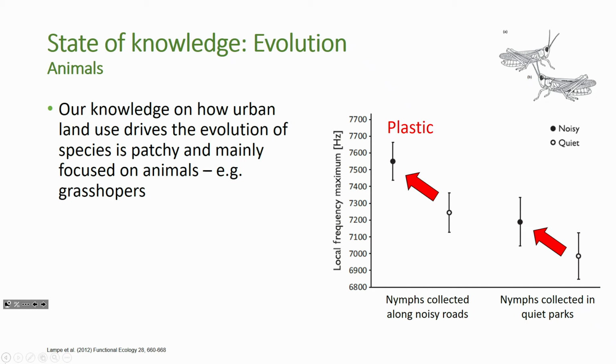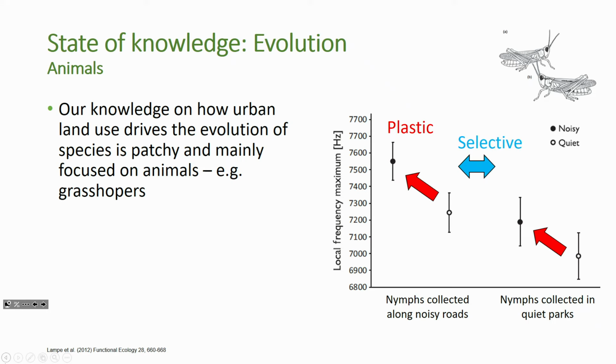And what they found first was that when grasshoppers were in a quiet room, they sang with a lower frequency than when they were in a loud room. So frequency means not being louder, but let's say the ones sang darker and the others sang higher, just to illustrate it. That's like a plastic response. So it doesn't really tell us something about evolution, but about the plastic potential of species.